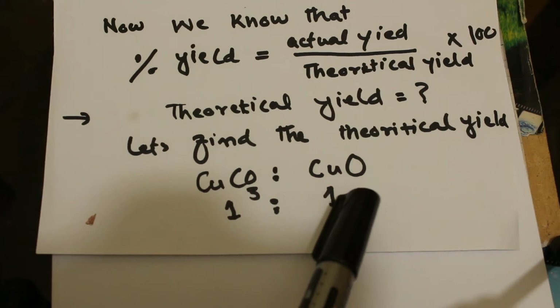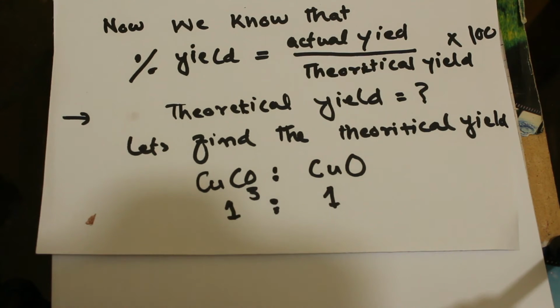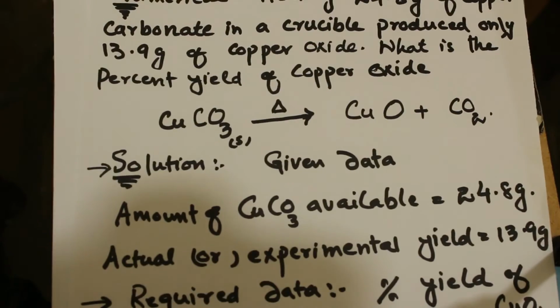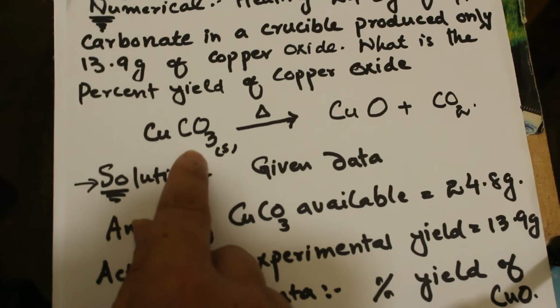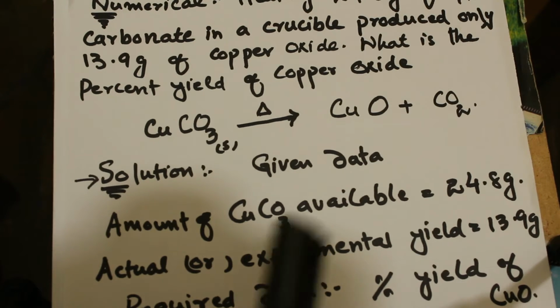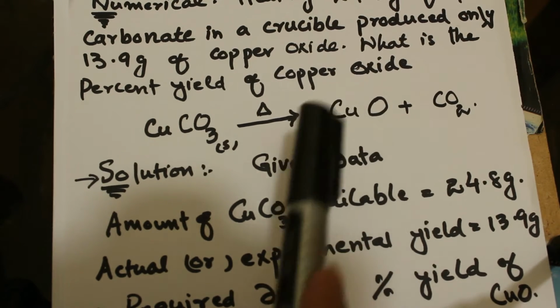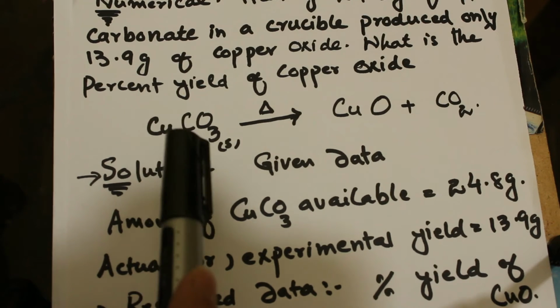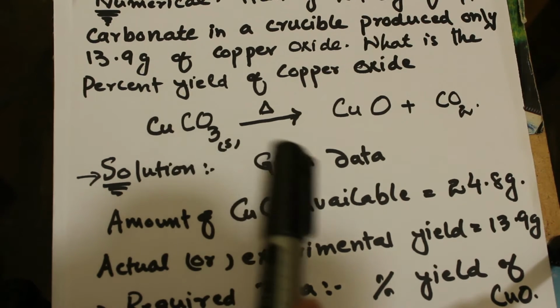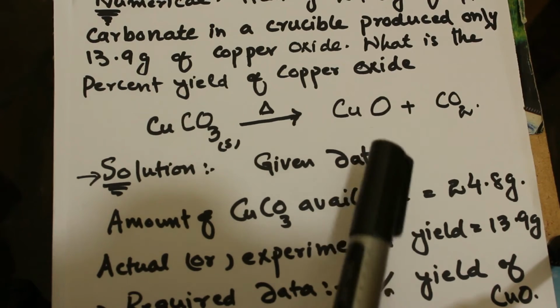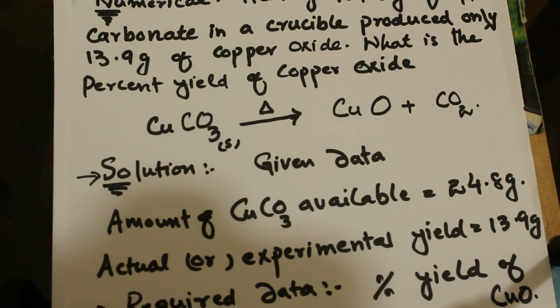So let's first discuss the balanced chemical reaction, in which the ratio between copper carbonate and copper oxide is 1:1. In this reaction, if 1 mole of copper carbonate decomposes, it will produce 1 mole of copper oxide. If 2 moles of copper carbonate decompose, it will produce 2 moles of copper oxide. This is what the balanced chemical reaction tells us.